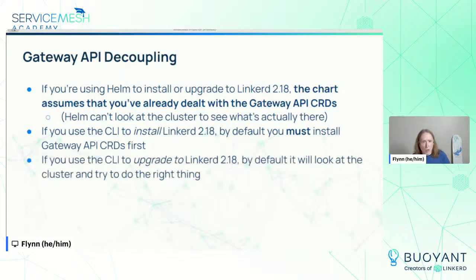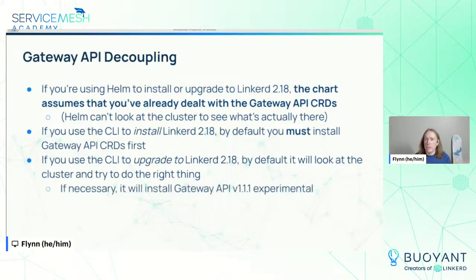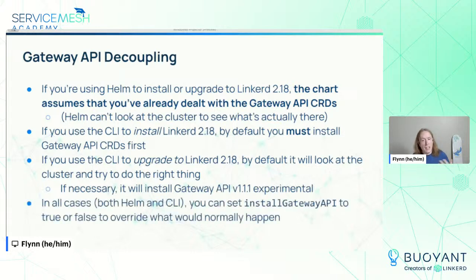If you're doing an upgrade, by default, it will look at the cluster, see what Gateway API CRDs are there, and then try to do the right thing, where the right thing might be do nothing, or it might be installing Gateway API version 1.1 experimental, but it's going to look at your cluster and try to do something sane for your particular scenario. In all cases, we have a flag that you can set, install Gateway API. It's a Boolean. You can set it to true or to false to override what would normally happen.